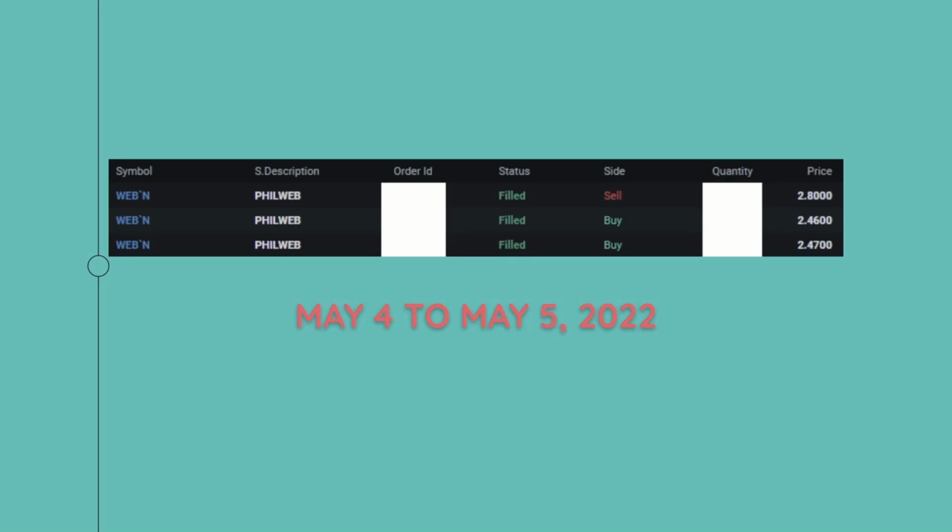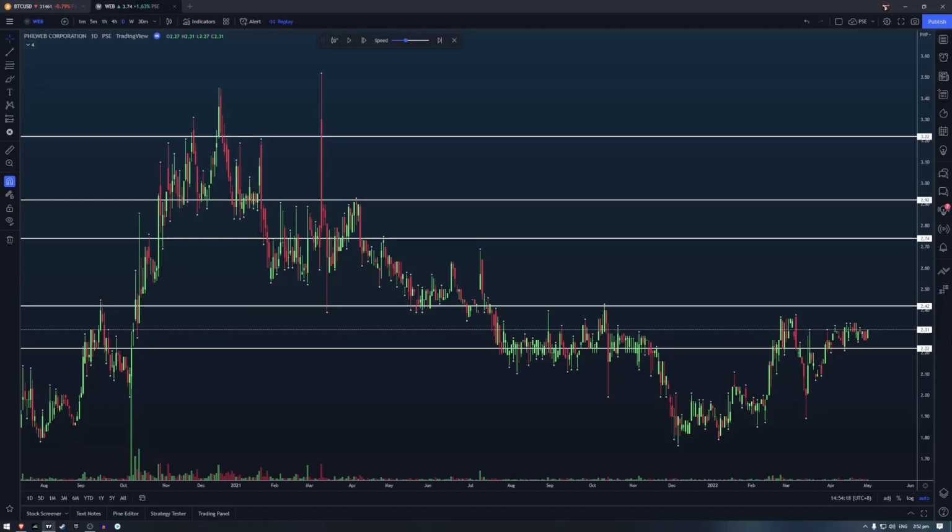Okay? Now this trade lasted for 1 day. It started on May 4 and ended on May 5, 2022. So now let's move on to the charts para mapakita ko sa inyo how I did what I did when I did it. Alright, so magsisimula tayo sa discussion natin using the daily chart.